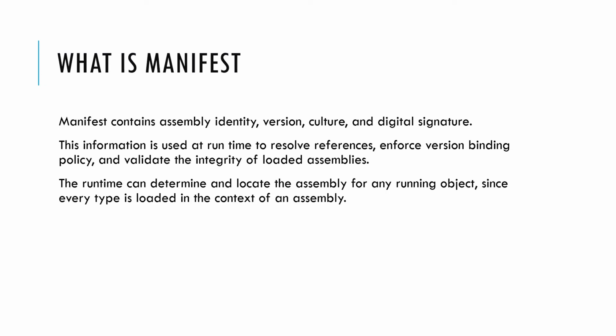The manifest consists of assembly identity, version, culture, and digital signature. This information is used at runtime to resolve references, enforce the version binding policy, and validate the integrity of loaded assemblies. The runtime can determine and locate the assembly for any running object, since every object, like every type, is loaded in the context of an assembly.